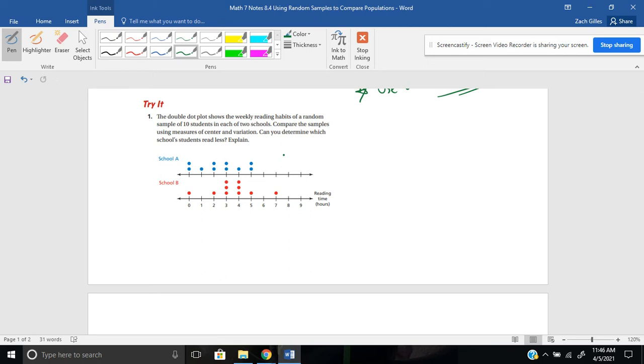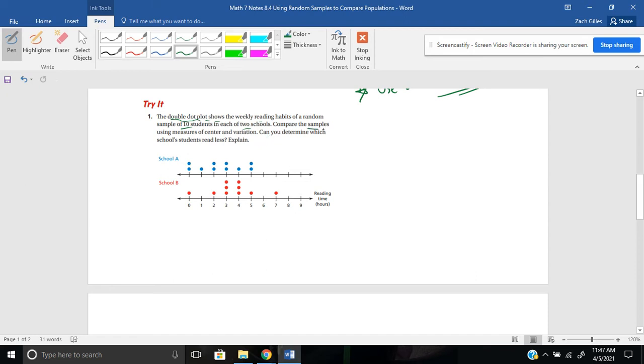Okay, let's come back here to see how we did. I'm going to work through this triad problem just to see if you come up with the same results here. Just because it's a different type of data, here we have a double dot plot. So I'm going to work through that with you. The double dot plot shows the weekly reading habits of a random sample of 10 students in each of 2 schools.